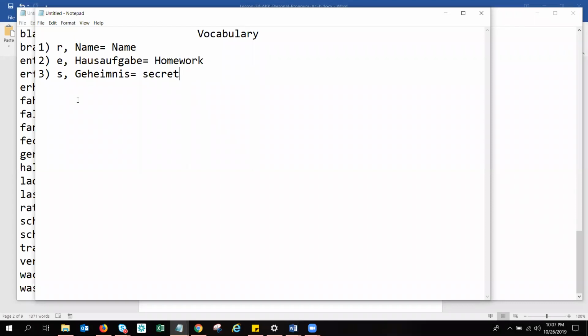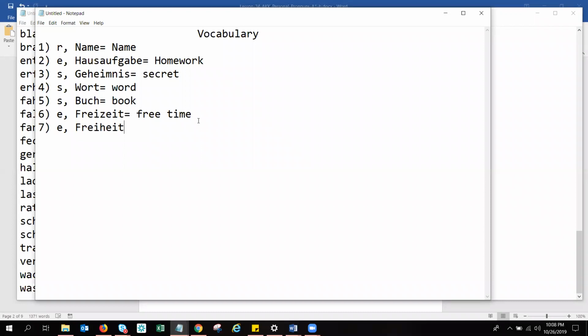Then we have "das Wort." I already told you, but I'm telling you these are the articles. Wort means word. Then we have book. Book is "das Buch." Then husband, wife: Frau, Mann. Okay, you know that. Next is "die Freizeit." Freizeit is free time, but Freiheit, with a difference of H and Z, is freedom.